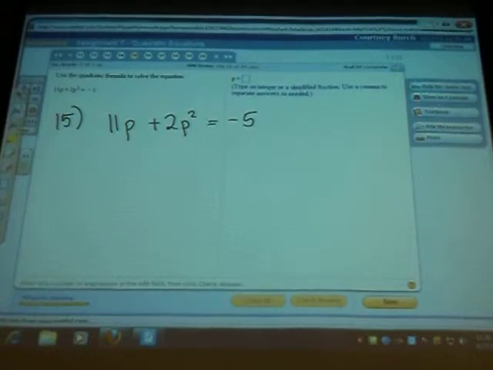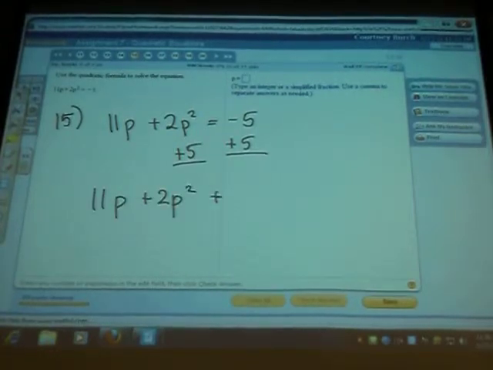Now what do I need to do before I do anything else? Reorder them. Okay, I've got to get 0 on one side, so I need to add 5 to both sides. You have to have everything on one side before you do anything. And then I want to reorder that so that my p squared is first and my p is second. Now that's not mandatory, but it might help you so you don't mess up your a and your b.